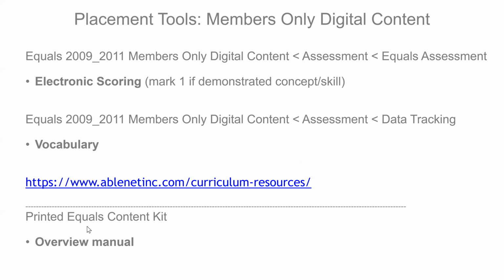You could also use the printed Equals overview manual from the content kit. If you would like that paper view of all the lessons in order from chapter 1 through chapter 12, it's at the beginning of that overview manual. And you can even copy those if you'd like to. If you prefer to use that rather than the electronic scoring, that's entirely up to you.